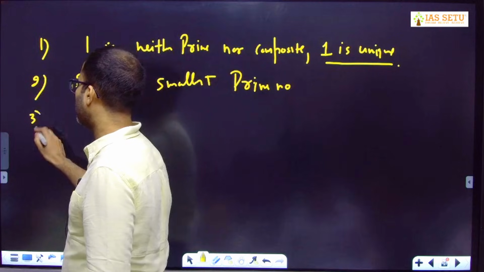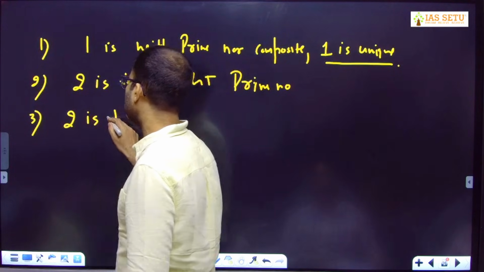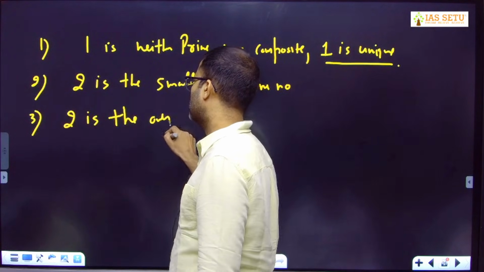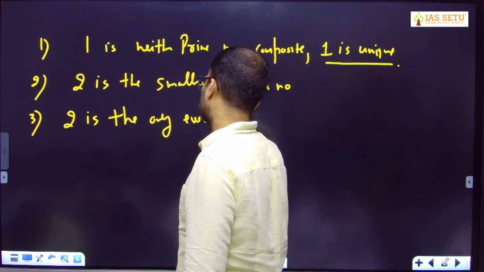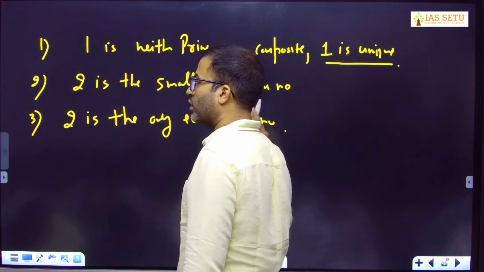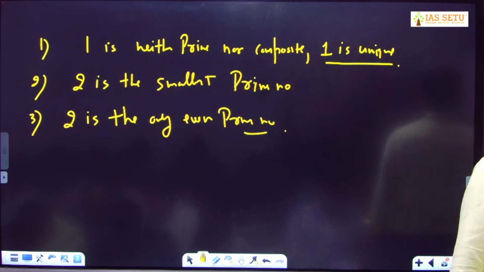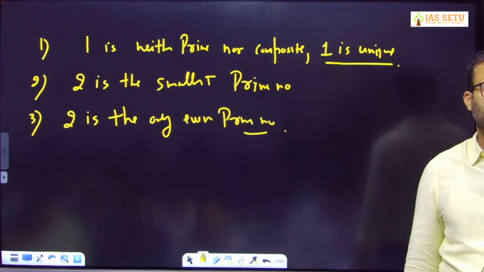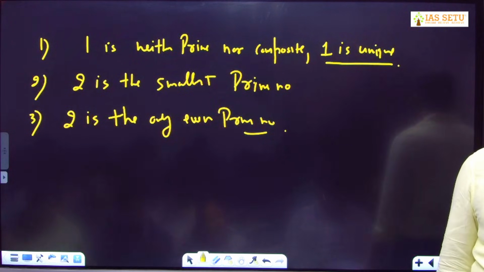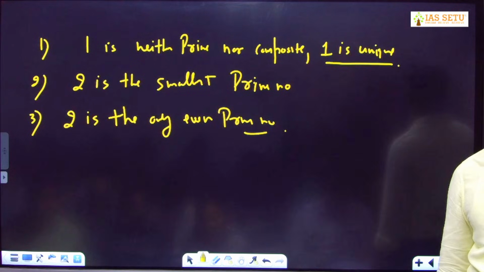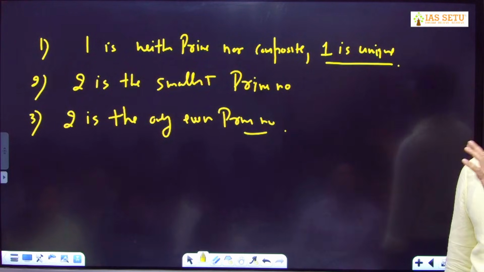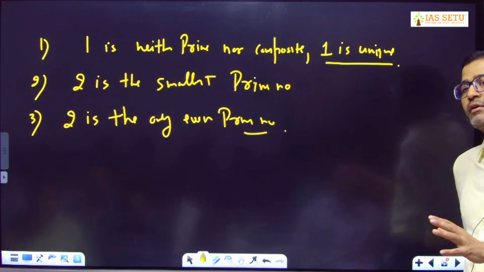Next, third property, 2 is the only even prime number. So after 2 there is no other even number which is a prime number as well. And based on this, multiple times they have asked questions, but they will not ask directly which one is the only even prime number: 2, 3, 4, 5. They use this property in difficult questions. They frame questions based on this property, but you should know कि 2 is the only even prime number.